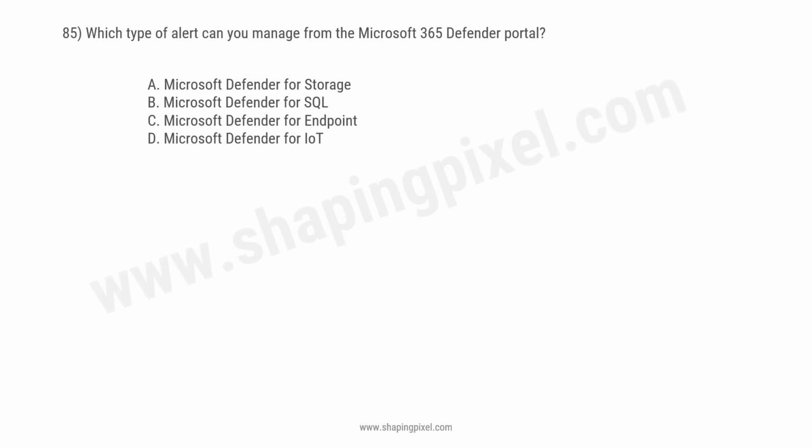Question number 85. Which type of alert can you manage from the Microsoft 365 Defender portal? And we have 4 options: Microsoft Defender for Storage, Microsoft Defender for SQL, Microsoft Defender for Endpoint, and Microsoft Defender for IoT. So the right answer here is option C, Microsoft Defender for Endpoint.